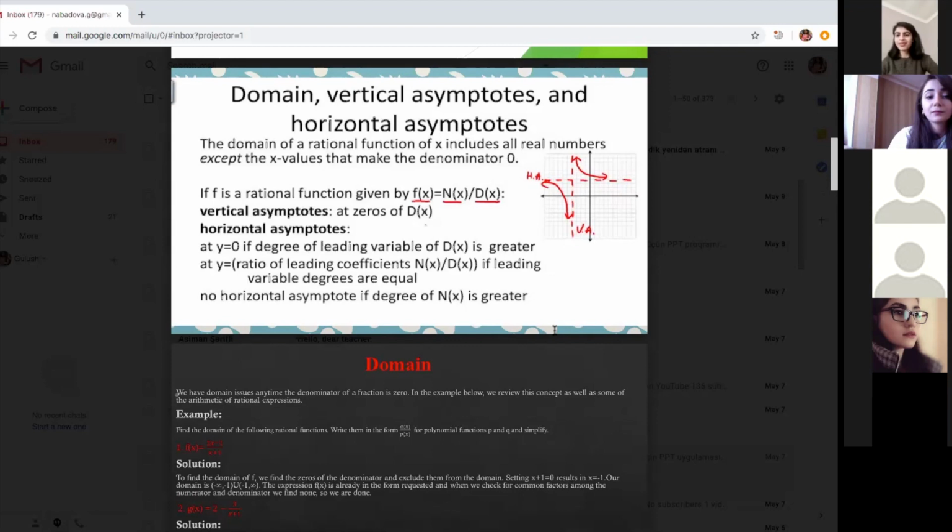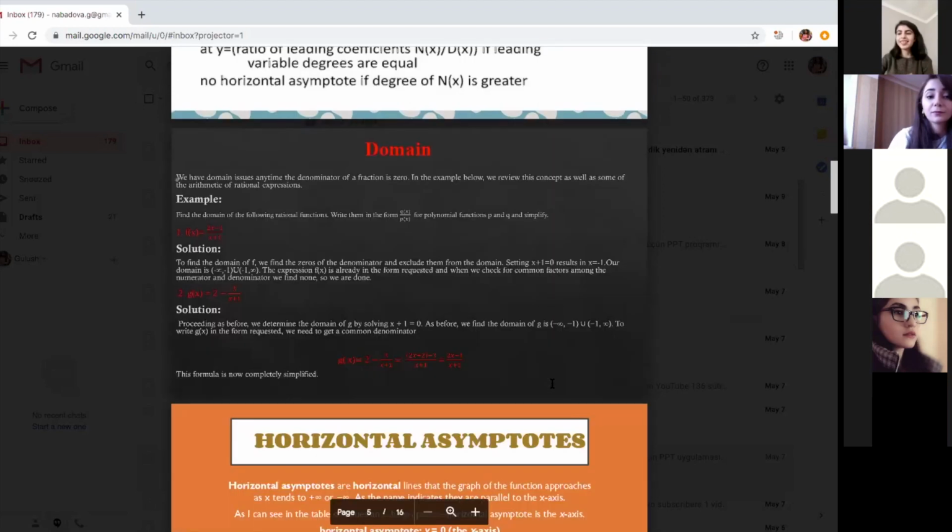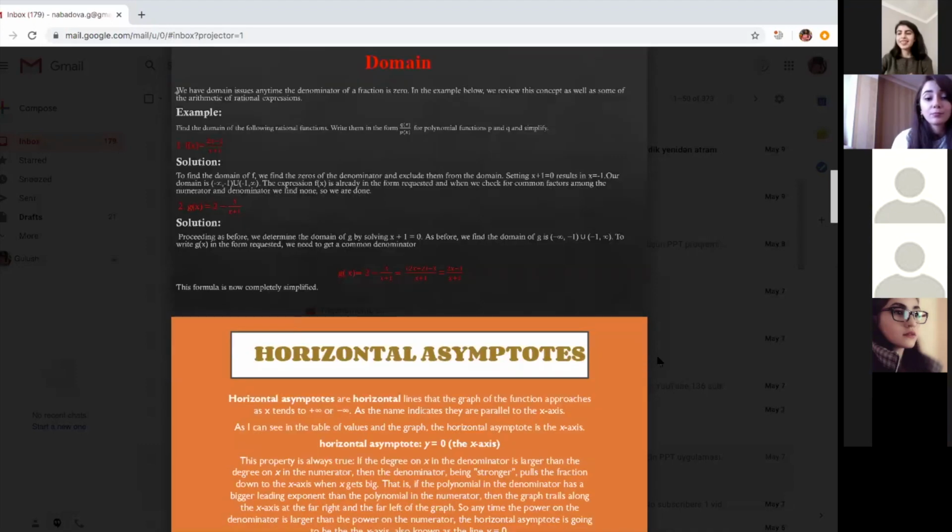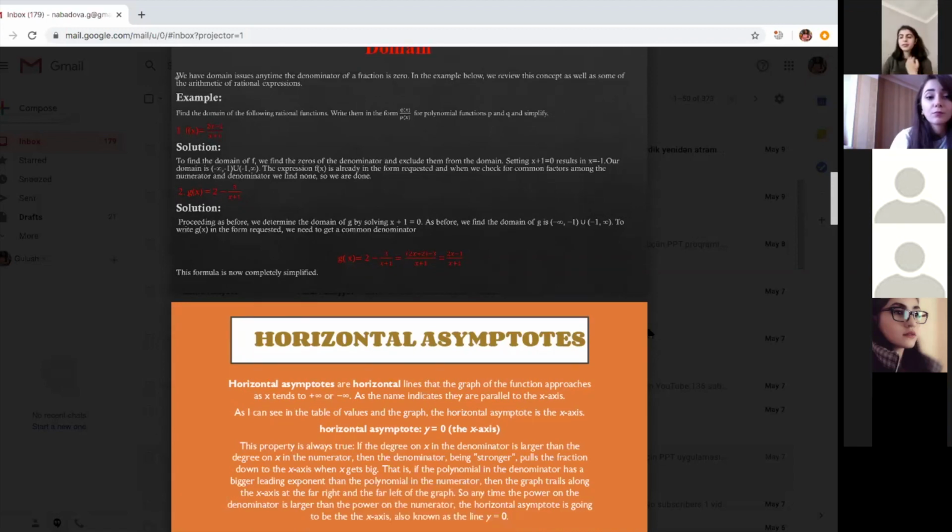Example: find the domain of the following rational function. Write it in the form q(x) over p(x) for polynomial functions p and q and simplify. f(x) is equal to (x minus 1) over (x plus 1). Solution: to find the domain of f, we find the zeros of the denominator and exclude them from the domain. Setting x plus 1 equal to 0 results in x equal to negative 1. Domain: all real numbers except negative 1. The expression f(x) is already in reduced form, and when we check for common factors among the numerator and denominator, we find none. So we are done.